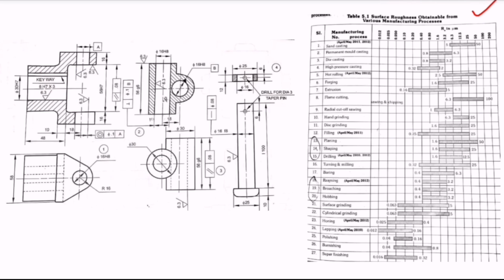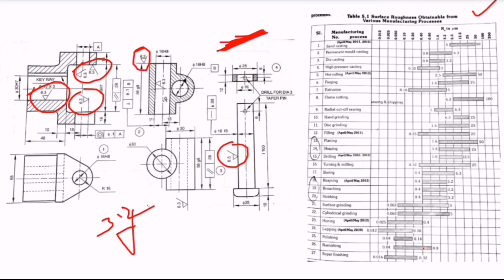Next is surface roughness values. Above the surface roughness symbol we can see some numbers like 3.2 or 6.3 or 0.4. These numbers are nothing but surface roughness values. For every surface there may be some surface roughness, right? That's why 6.3 is there for permanent mold casting and flame cutting. We can see reaming, boring, broaching. Boring is 6.3, and reaming, broaching and hobbing are 3.2. Likewise we have different surface roughness values to indicate on the component drawings.